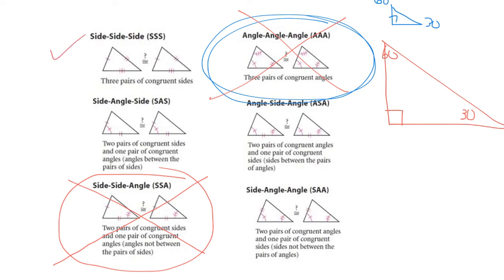So the other ones are all valid shortcuts. So if I gave you 2 triangles and only gave you the 3 pairs mentioned in those 4, you would know that the triangles are congruent.